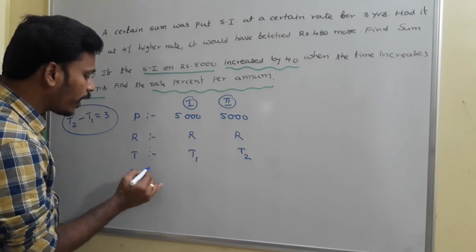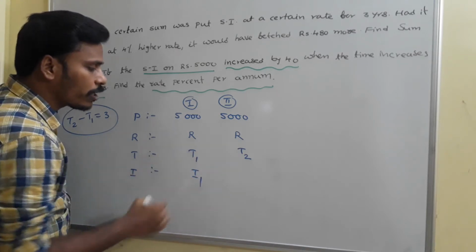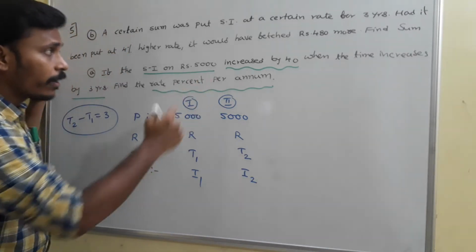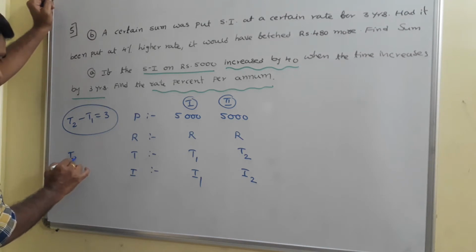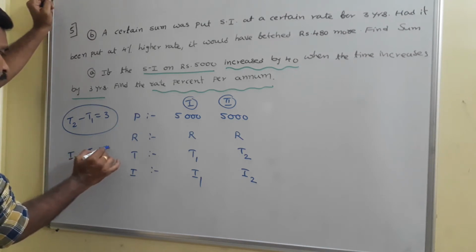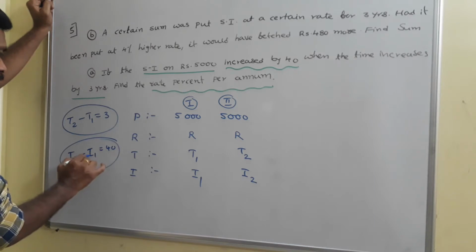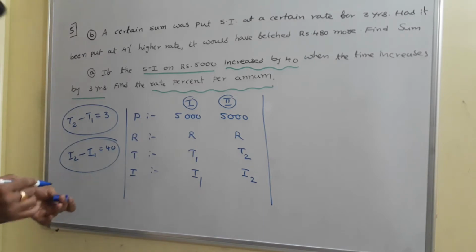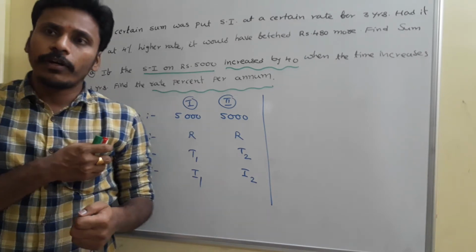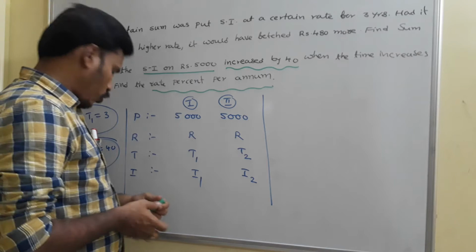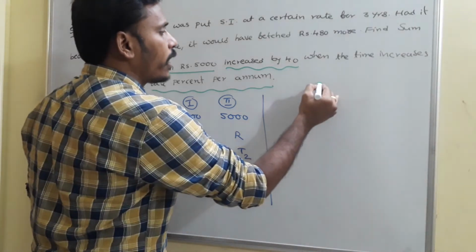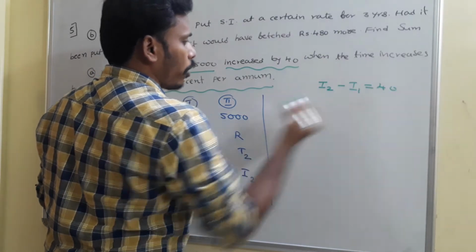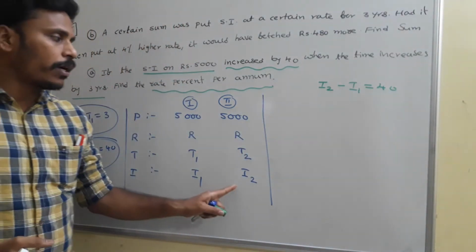Coming to the interest, in one case the interest amount is I1 and in the other case the interest amount is I2, and as given, the difference between the interest amounts, I2 minus I1, is equal to 40. Now based on this information we need to solve the problem. First of all, we know the rule for simple interest as PTR by 100. So I will start my discussion with I2 minus I1. As per the problem, I2 minus I1 is equal to 40. What is I2? The simple interest in the second case.